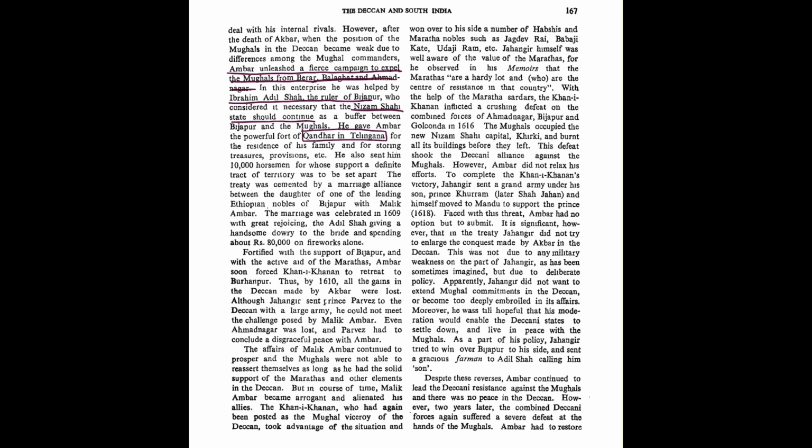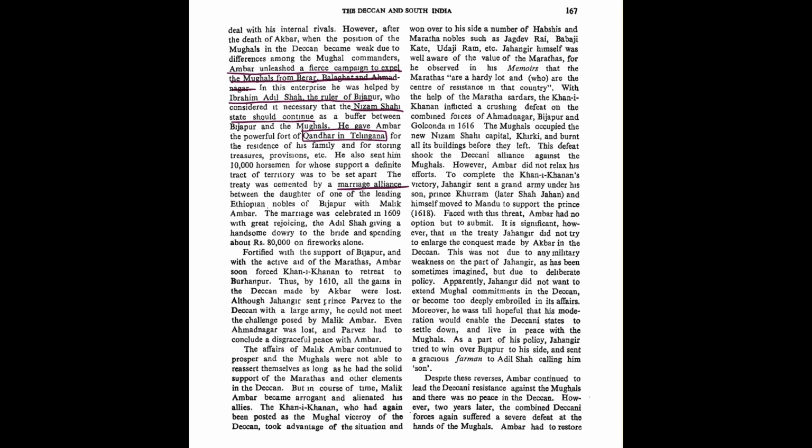He also sent him 10,000 horsemen, for whose support a definite tract of territory was to be set apart. The treaty was cemented by a marriage alliance between the daughter of one of the leading nobles of Bijapur and Malik Ambar. The marriage was celebrated in 1601 with great rejoicing, the Adil Shah giving a handsome dowry to the bride and spending rupees 80,000 on fireworks alone.